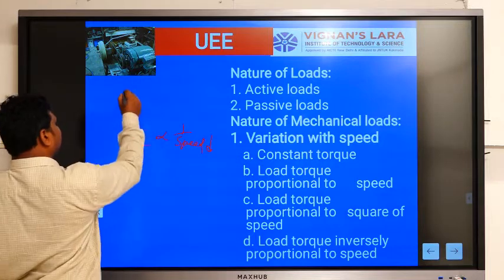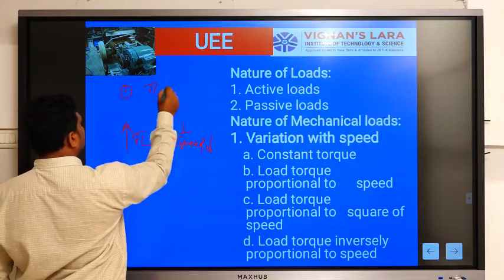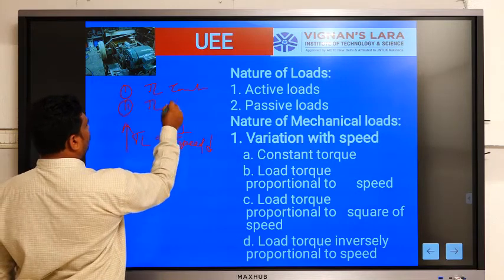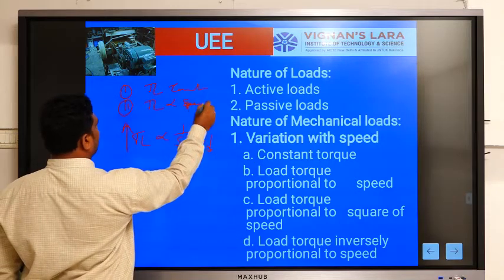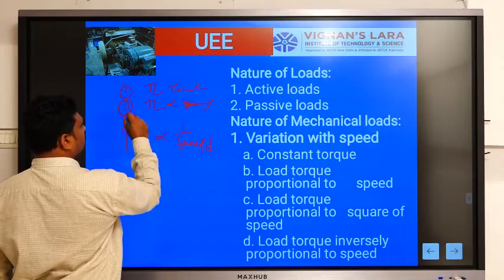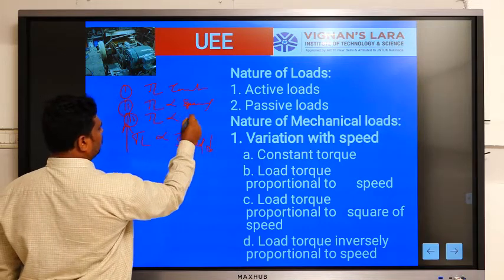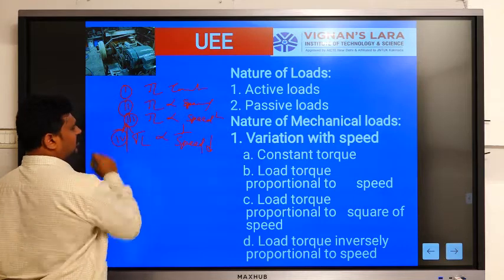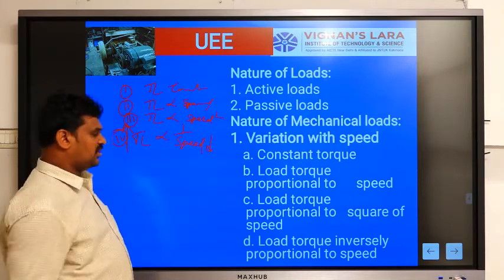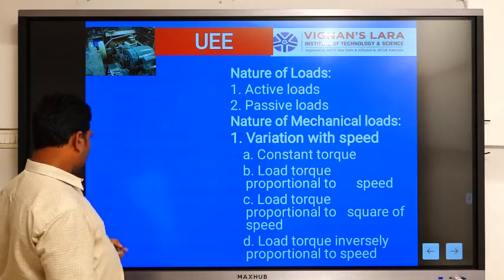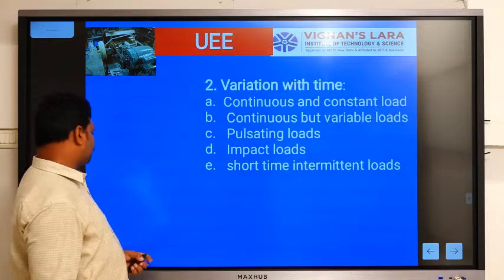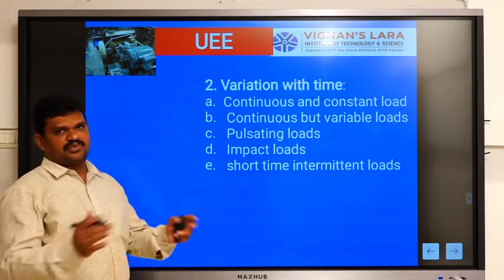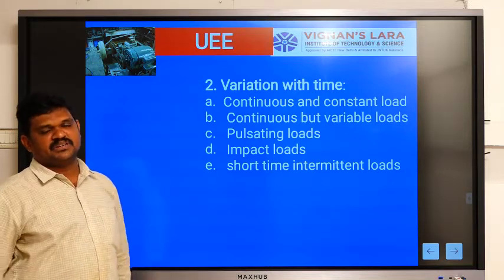The first type, the load torque is constant. The second type, load torque is proportional to speed. The third type, load torque is proportional to the square of the speed. The fourth type, the torque is inversely proportional to the speed. These are the types of loads based on their proportionality with respect to speed.